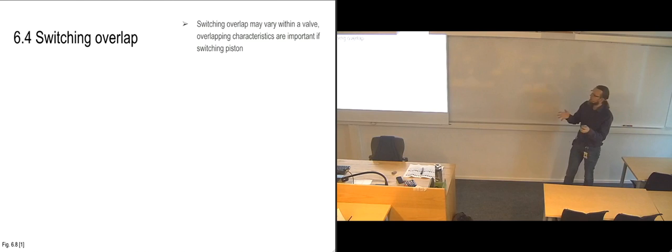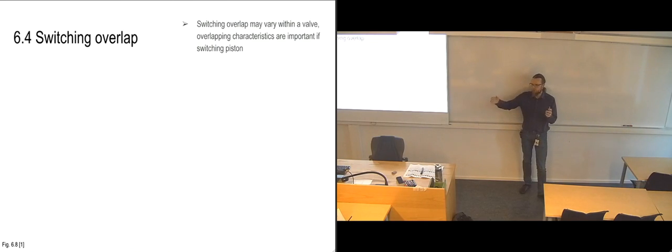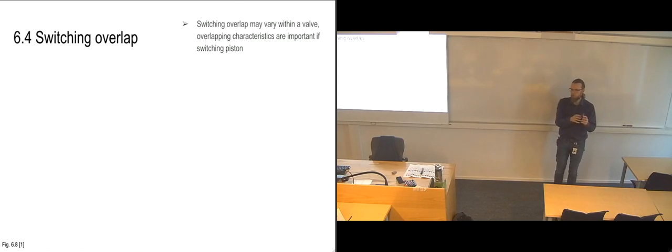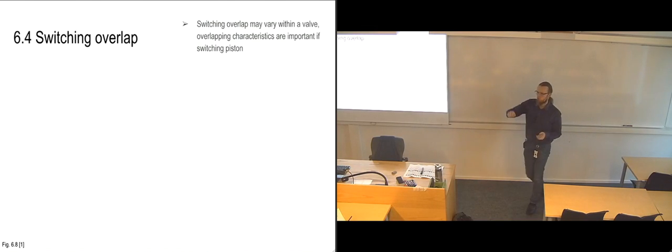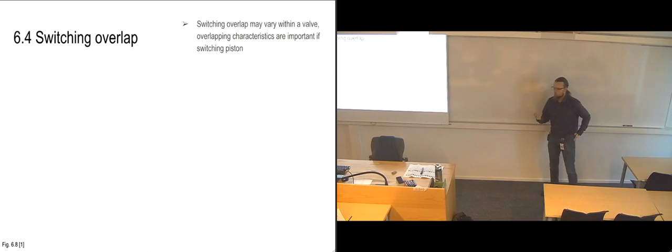But by designing different overlaps for the different ports that are going to be used, you can make sure that one port opens before another one, for example. If one port has less of an overlap than another one, it's going to open a short time before the other one opens. So even though you're moving the slide all the way over, one is going to open before the other. It's one of the ways of fixing flows to work in your favor in a system.